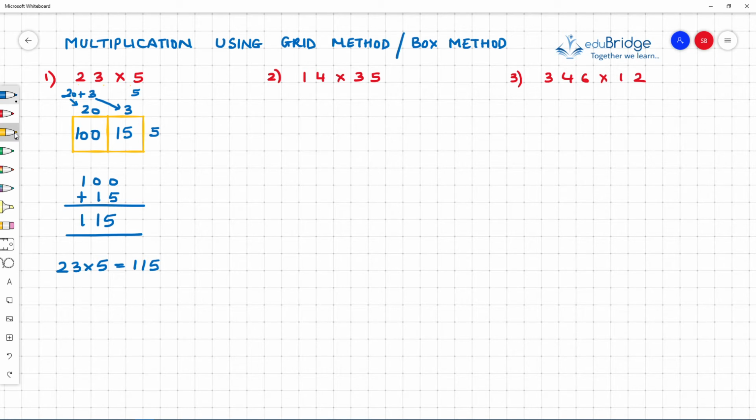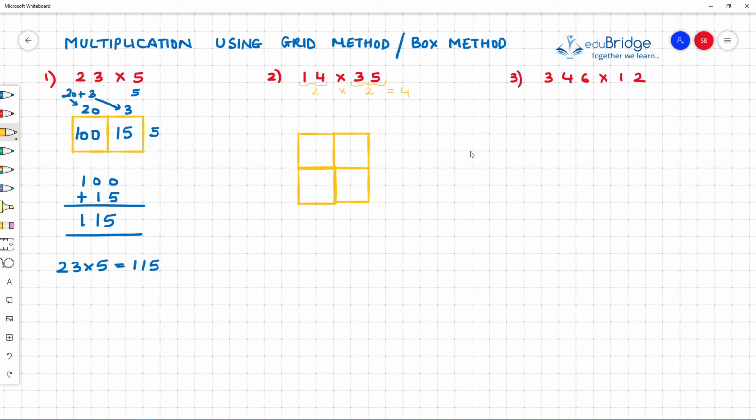Let's take another example where we increase our digits. So how many numbers do we have here? 2. How many numbers do we have here? 2. 2 times 2 is 4. It means we need 4 boxes. So let's draw our 4 boxes first. I'm drawing big boxes so that we have enough space to write the numbers. The third box will go here. And the fourth box will go here.